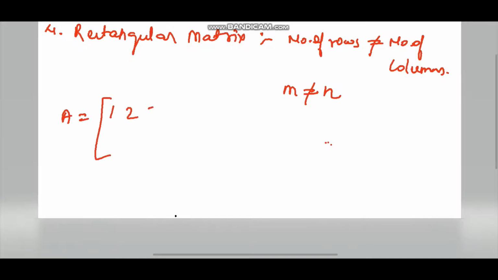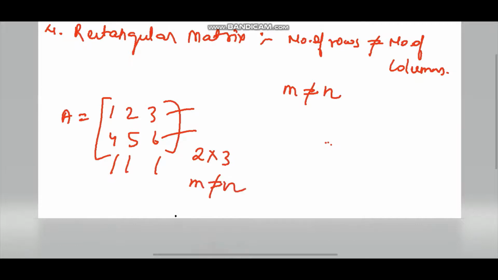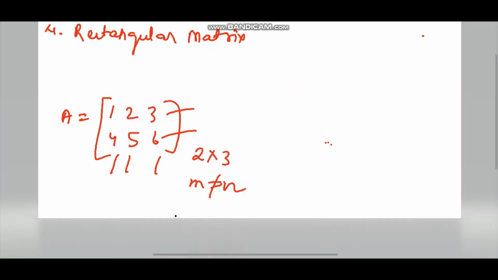Let us take one example: 1 2 3, 4 5 6. How many rows do we have? 1, 2. How many columns do we have? 1, 2, 3. Here m is not equal to n, and it is called a rectangular matrix.